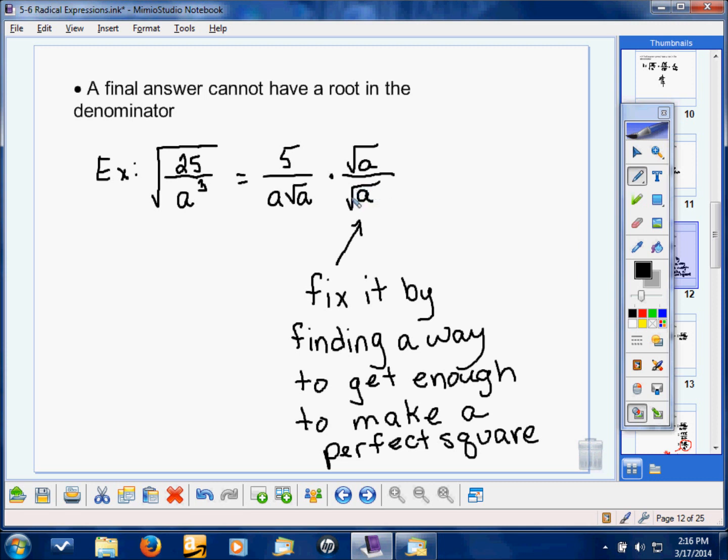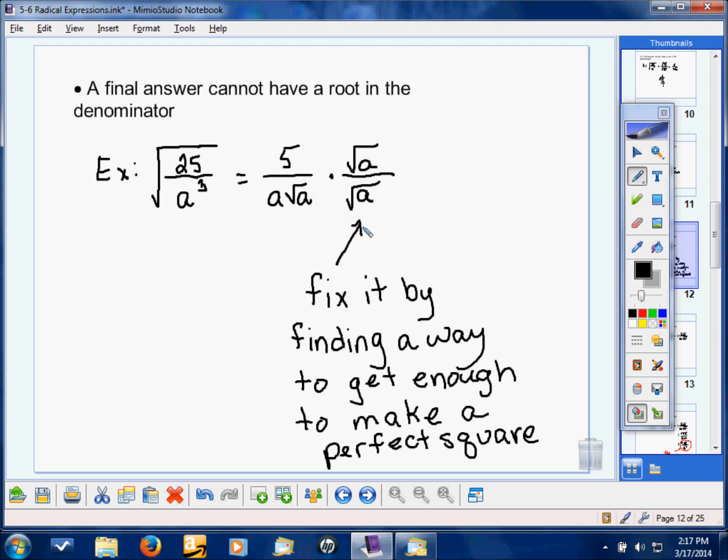I chose it because if I take a square root of a and I multiply it times the square root of a, all of a sudden you'd have a square root of a squared, which brings it out of the radical, and we no longer have a square root in the denominator. You fix it by finding a way to get enough to make a perfect square. We need another a to get an a squared under that radical. Yes? So it's okay to have them in the numerator but not the denominator?